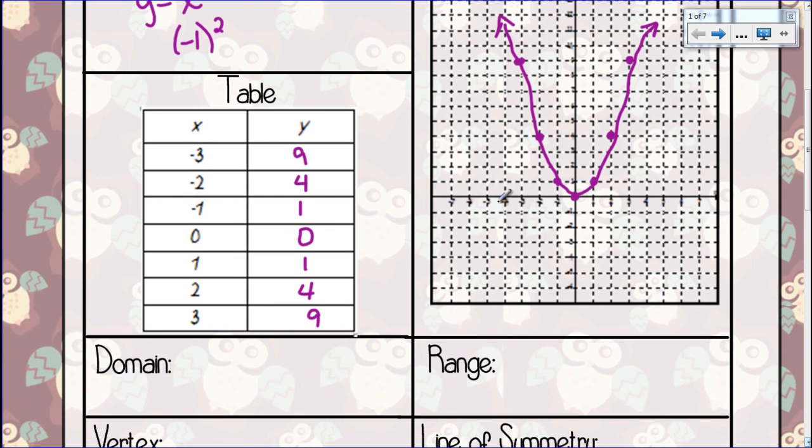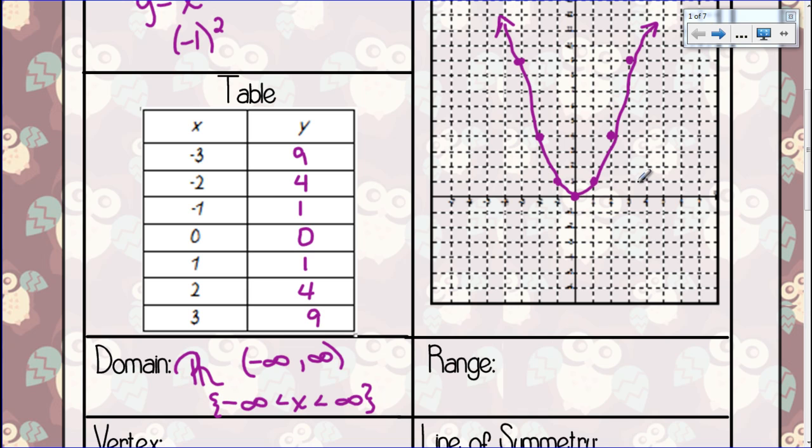Domain, remember, is your x value, so it's everything from the left to the right, and this has arrows on the end, which means it goes to the left forever and to the right forever. So my domain is going to cover all real numbers, or it's going to go from negative infinity to positive infinity, which can also be written with the inequality format like this. Any of those is acceptable for the domain.